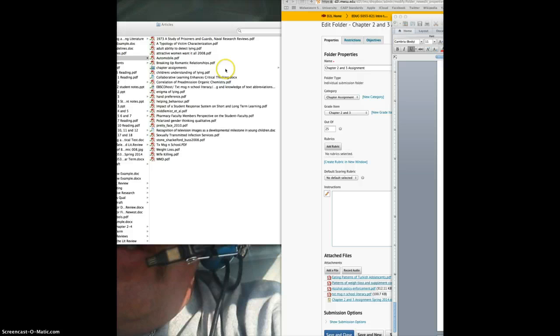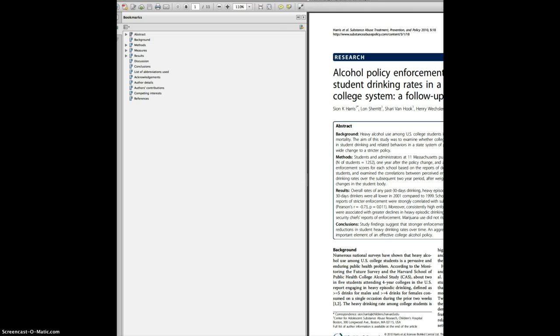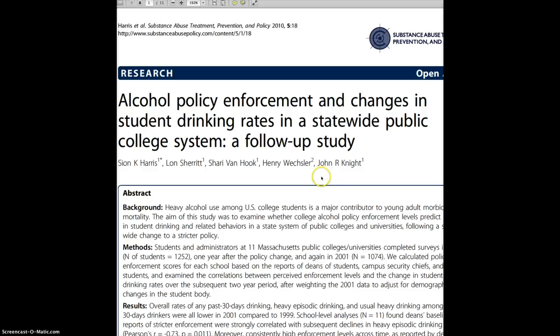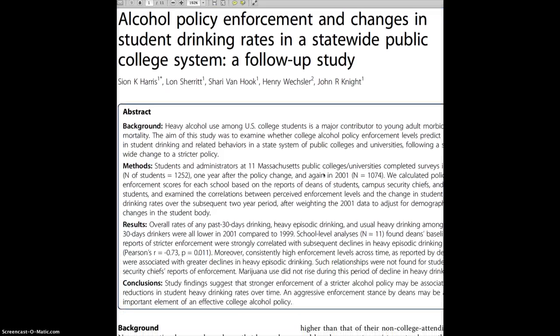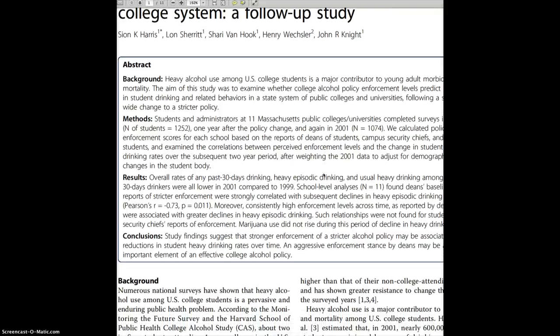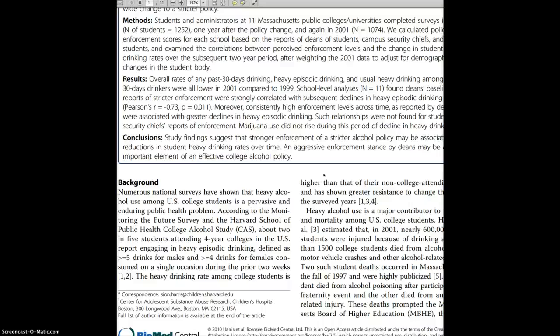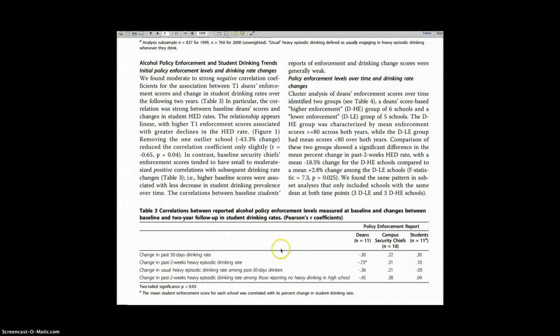On the correlations, there's one called alcohol policy enforcement. In general, what we're getting at on these assignments is, first of all, whether or not you can interpret a correlation table. I'm going to pause for just a second and scroll this down. On this one, there's a couple of things that you need to pay attention to. The first one has to do with how they collected the data.